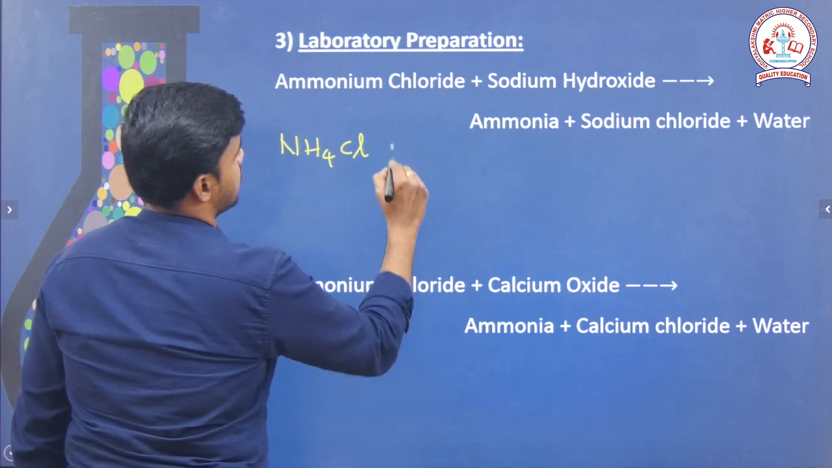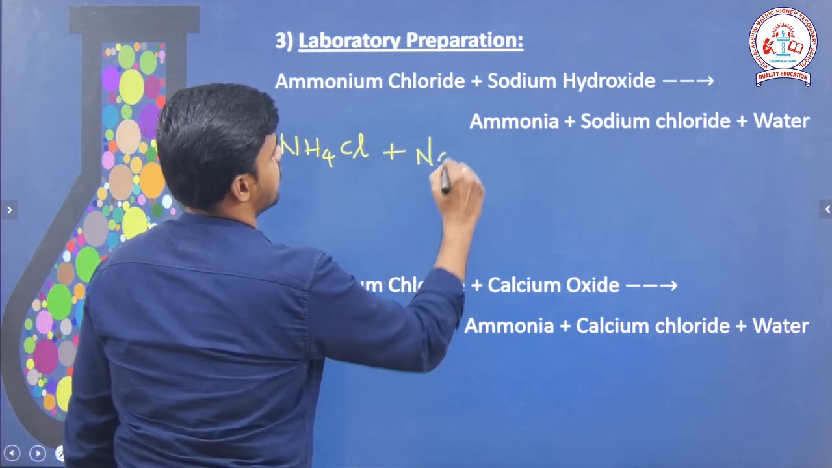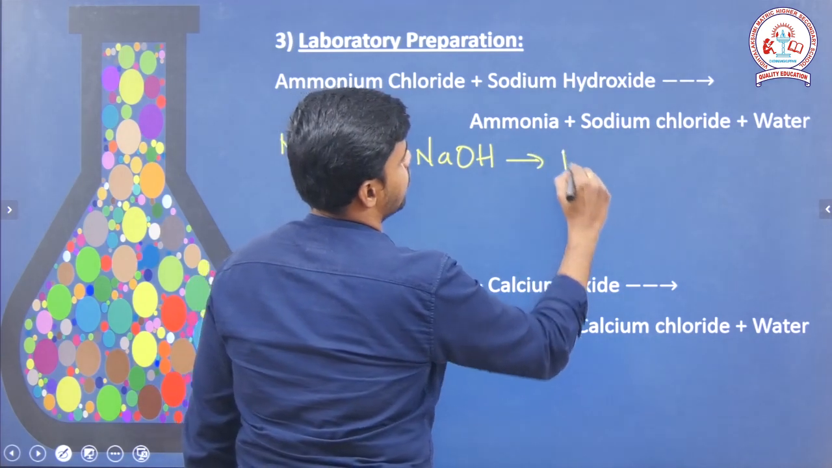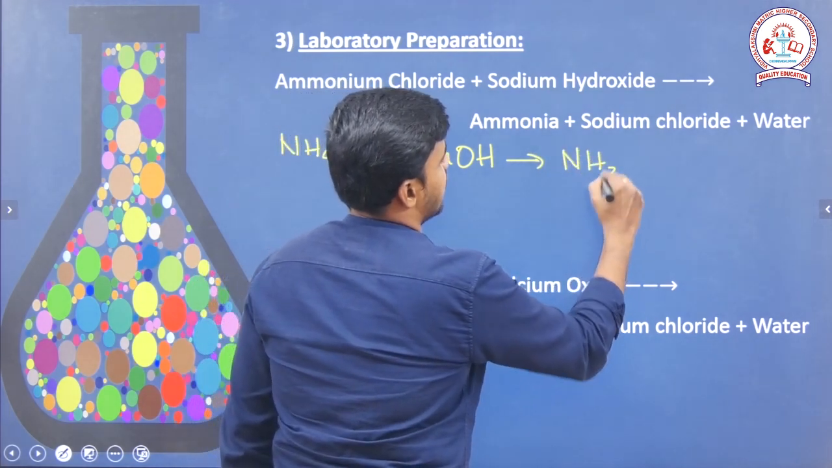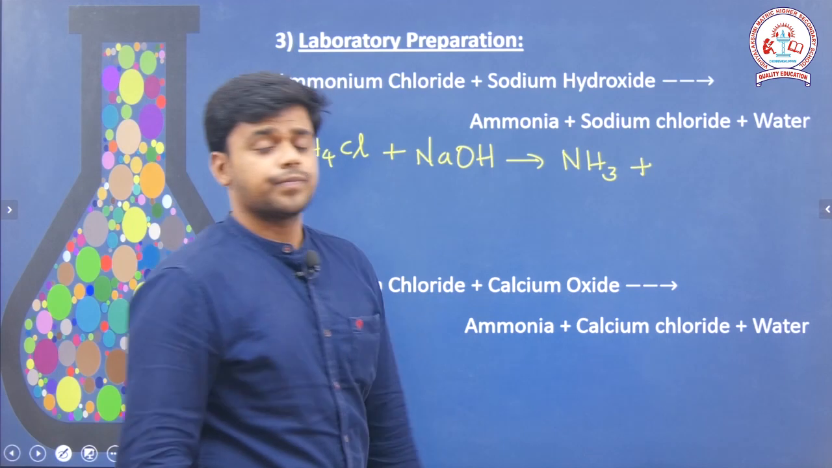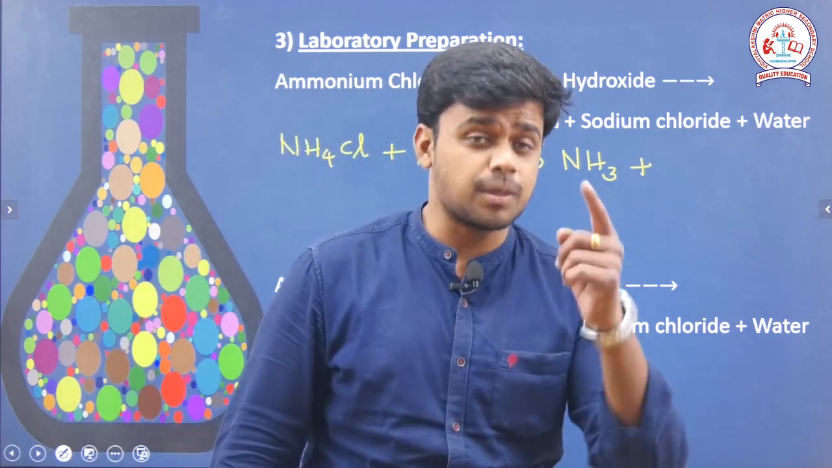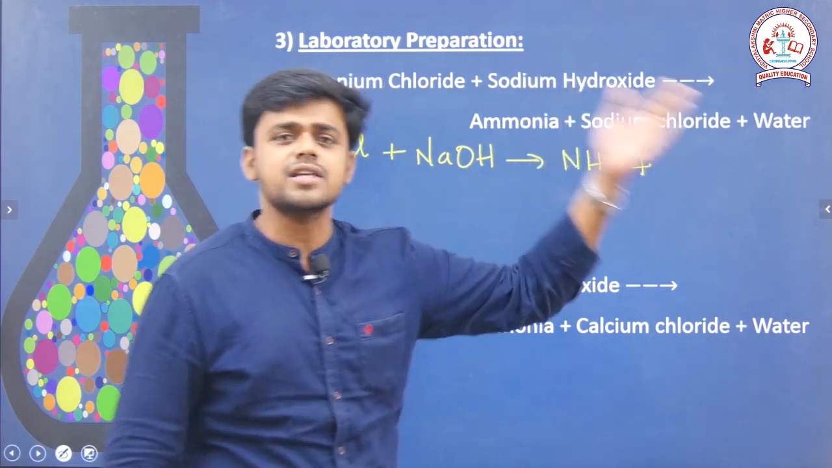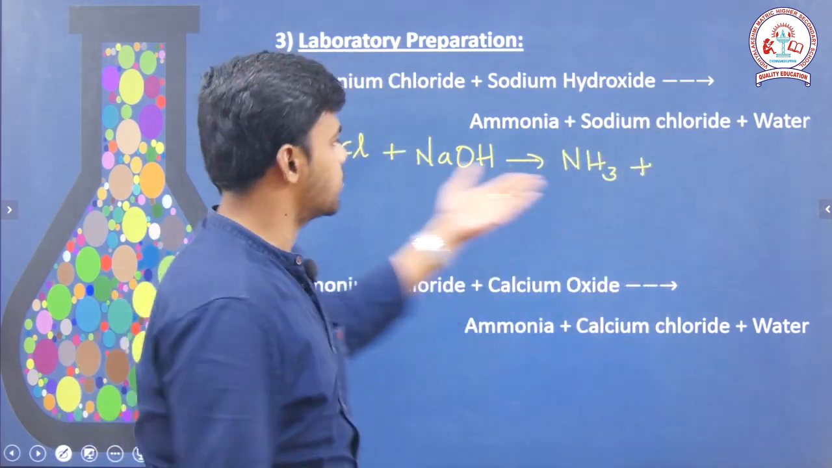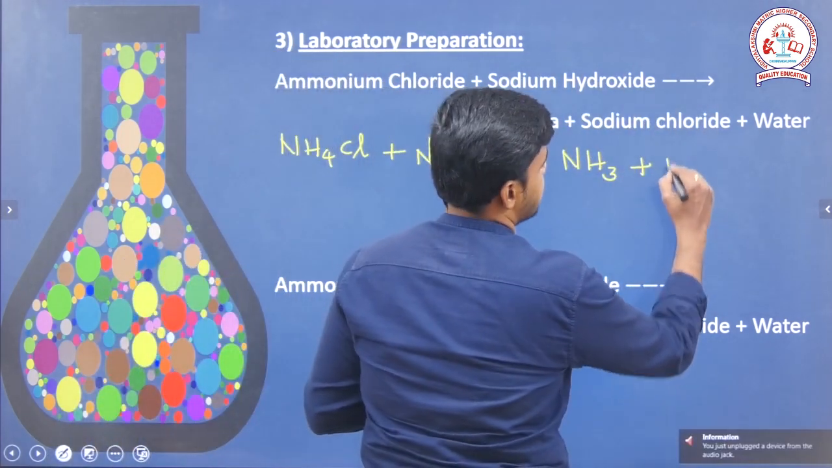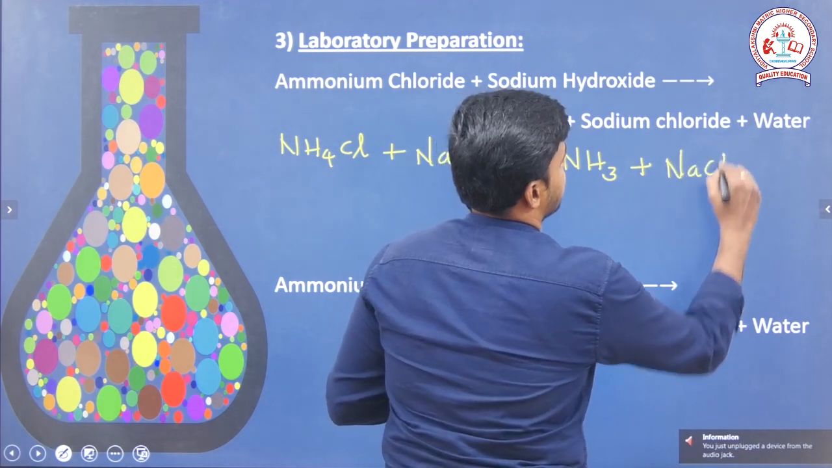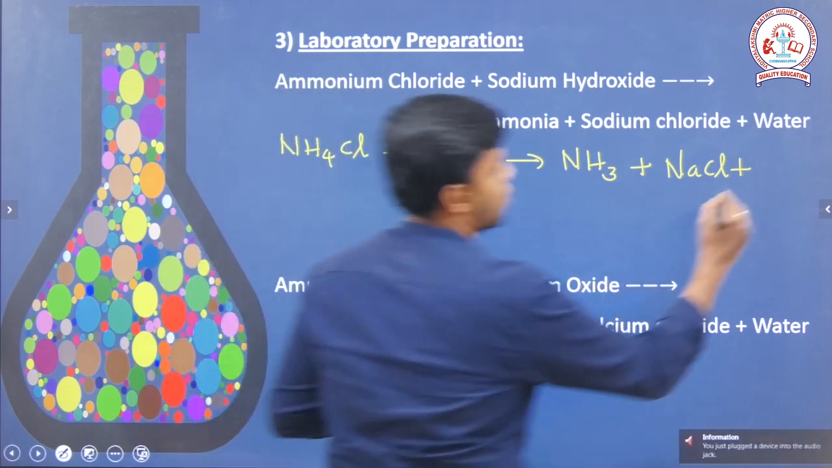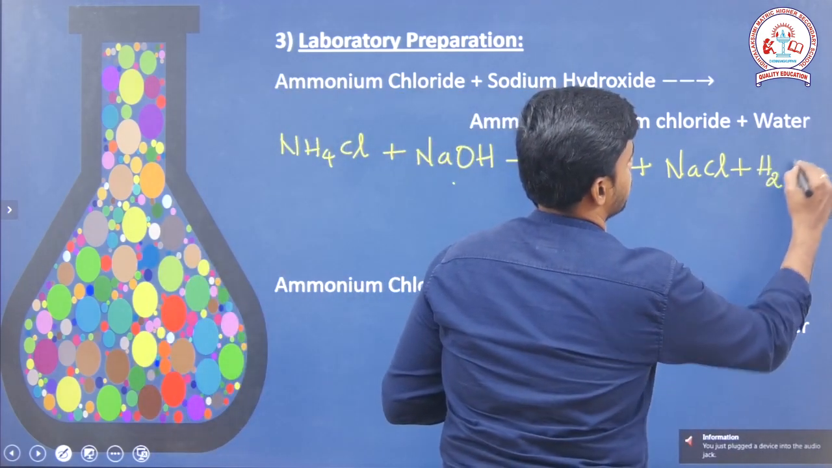NH4Cl plus sodium hydroxide NaOH, which actually gives ammonia, which is NH3, and I already told you, the byproduct we get depends on which base we take. If we take sodium hydroxide we get sodium chloride, and if we take potassium hydroxide we get potassium chloride. No doubt in that. So here it is NaCl, and the oxygen which has been present in the base goes as a water molecule over here.